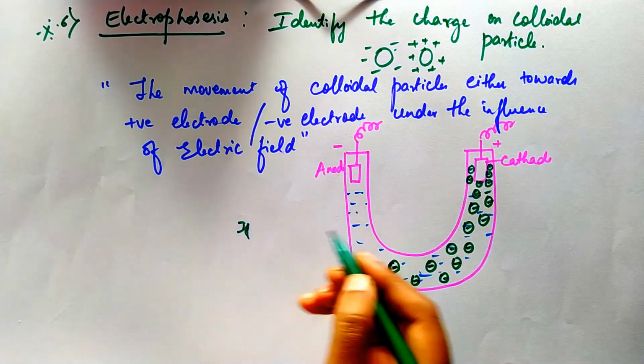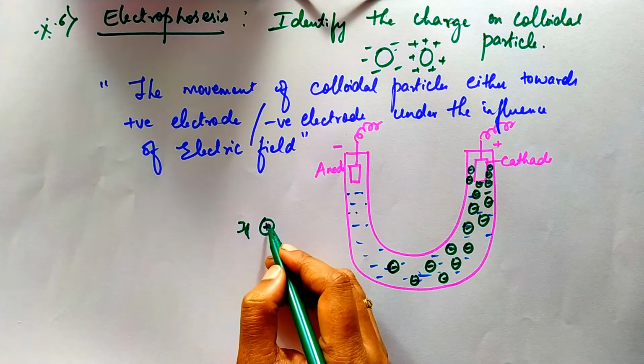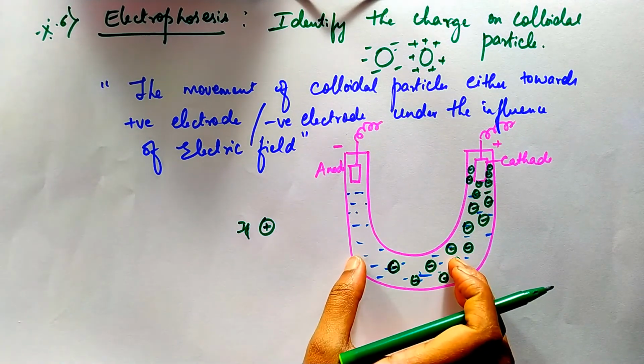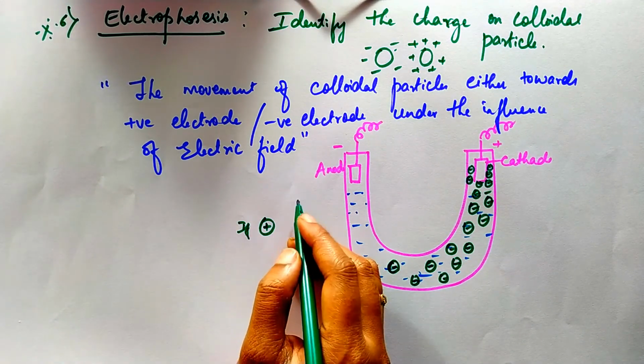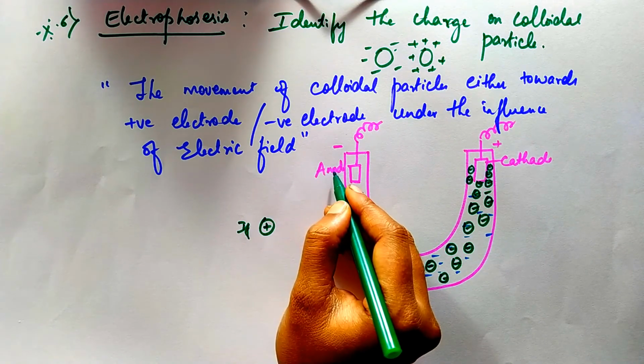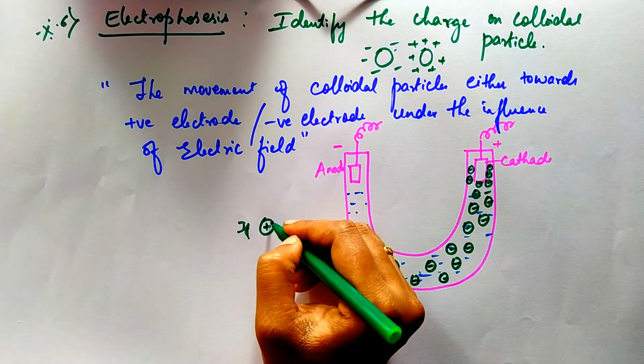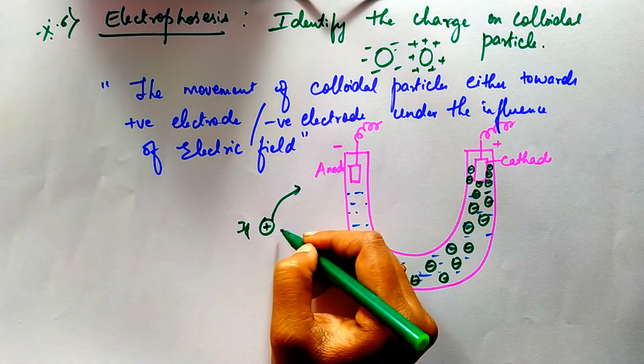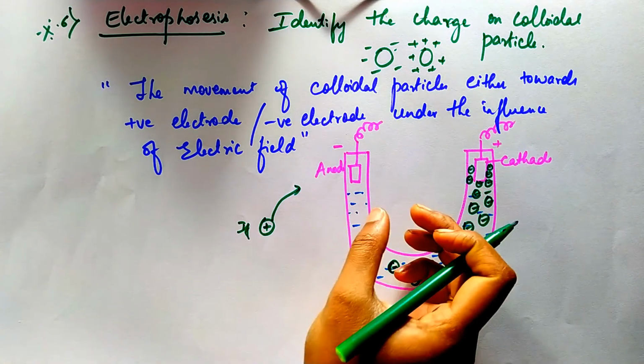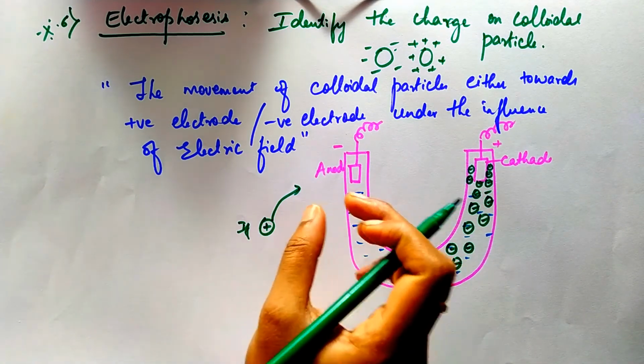If the colloidal particle in the colloidal solution is positive, then it gets deposited on the surface of the anode electrode, that is anode. So that is the indication that the colloidal particle is positive. This is how we identify the charge on colloidal particle.